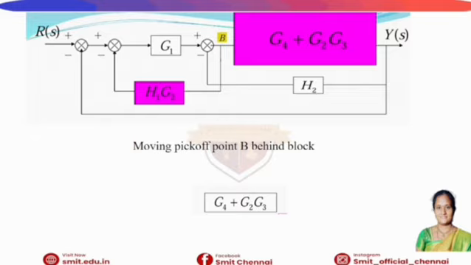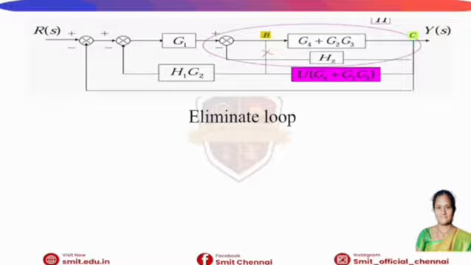Then moving pick-off point B behind the block. So we have to reduce G4 plus G2 G3. Then we eliminate the loop; here we have a negative feedback loop, so G divided by 1 plus GH. By using these block diagram reduction techniques, we can solve for the transfer function of the system.